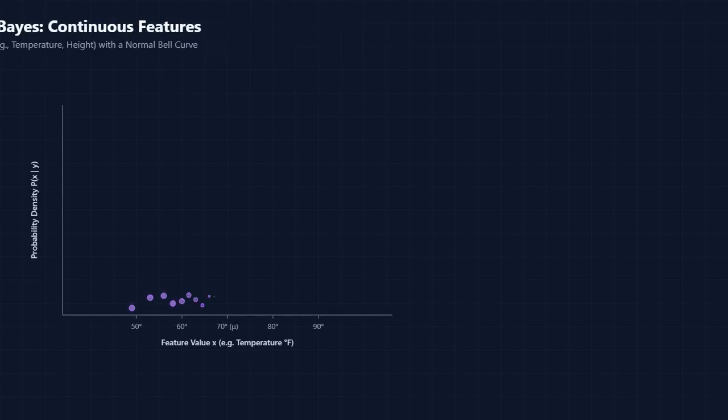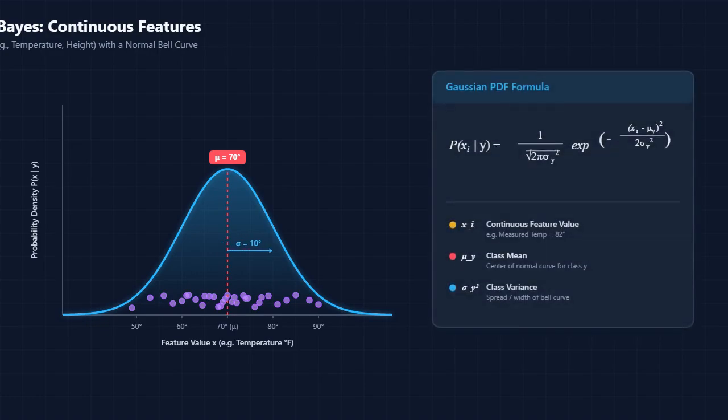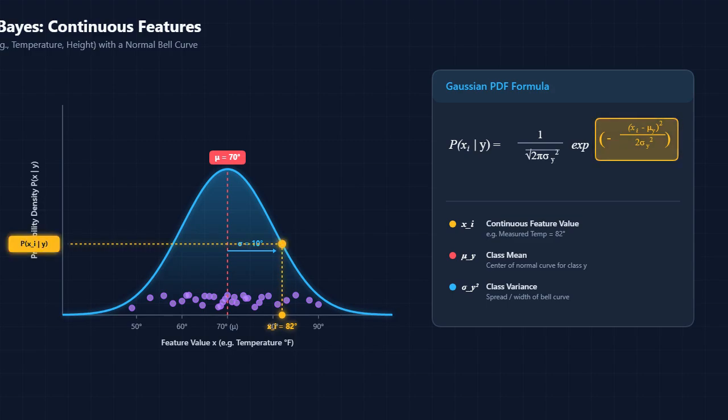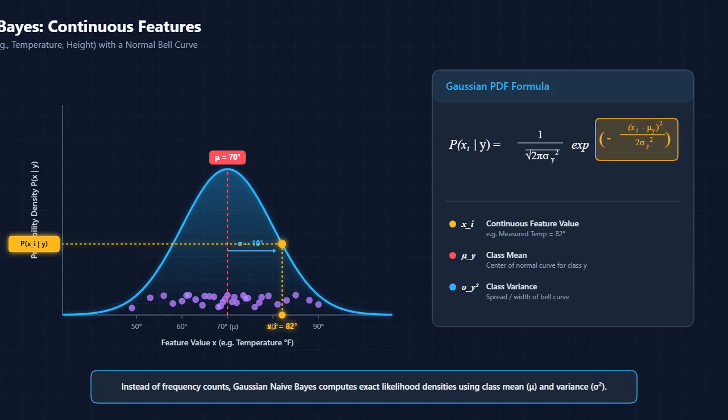What if our features aren't words, but continuous numbers like temperature or height? We use Gaussian naive Bayes, which assumes the data follows a normal bell curve distribution to calculate likelihoods.